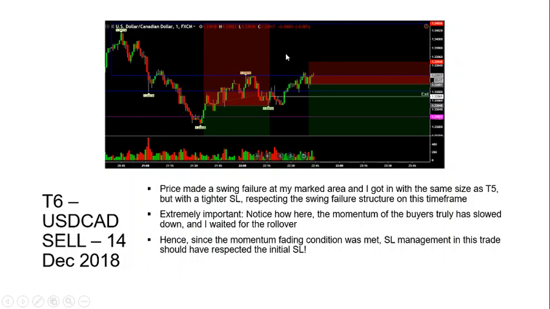But for this particular entry, the first point of invalidation is this area. So this was the most logical area for me to place my SL. Now, maybe later I could have extended it based on price action. That's a little bit advanced in terms of how to manage the stop loss, but I think it was very logical. The momentum of the buyers has truly slowed down over here, which is why I could take this little swing failure entry right there.